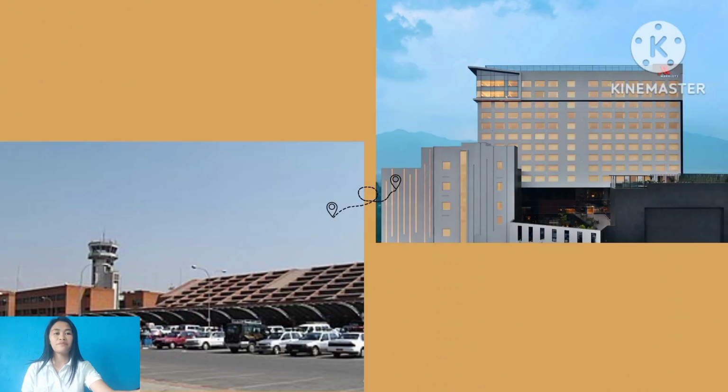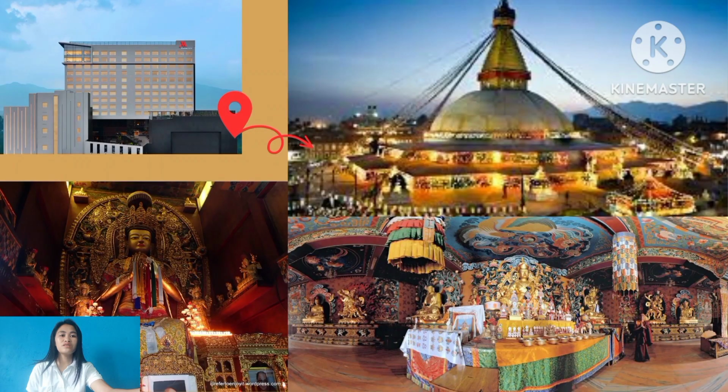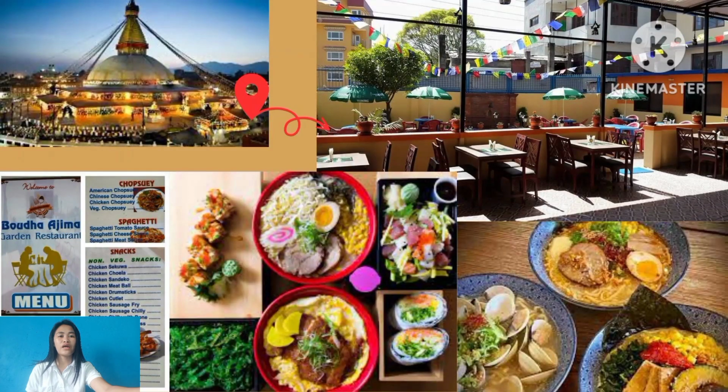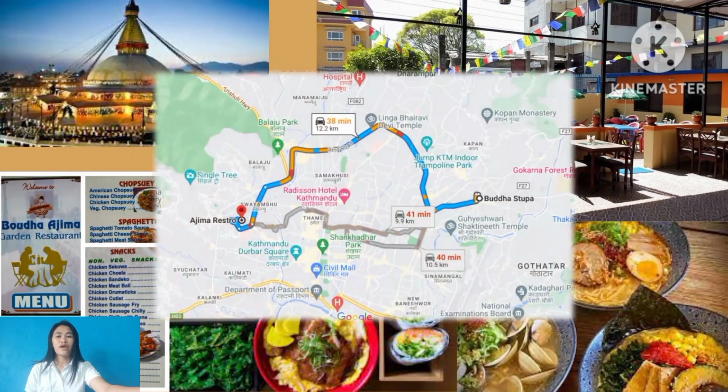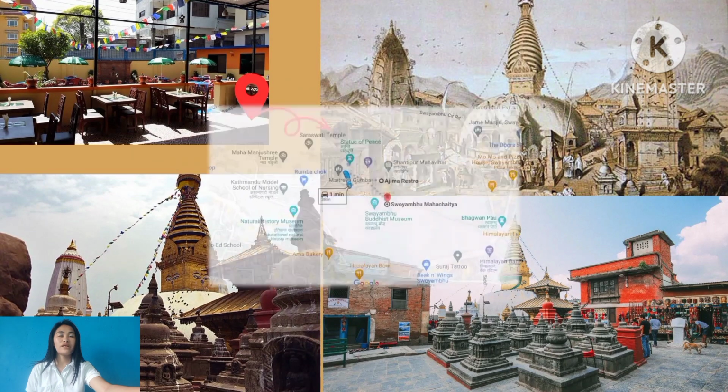This picture is from the airport going to the Kathmandu Marriott Hotel, which is 15 minutes away. Next, from the hotel to the first destination, the Boudhanath Stupa, is 16 minutes away. Next, from Boudhanath Stupa, they will have lunch at Jima Restaurant, which is 38 minutes away. From lunch, they will go to their second destination, Swayambhunath Temple, which is 1 minute away.